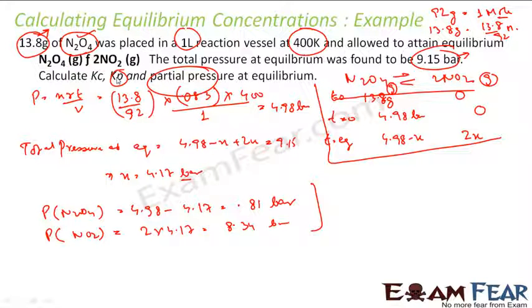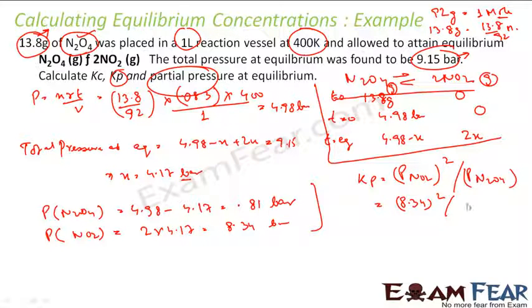I have to find Kp now. Kp is something which I didn't find yet. So Kp is what? Kp will be pressure of NO2 to the power 2 by pressure of N2O4. Correct? What is the pressure of NO2? Pressure of NO2 we found was 8.34. So it will come 8.34 square by pressure of N2O4, which is 0.81 bar. And this is bar square. So you solve this, you get 85.87 bar. That is my Kp.